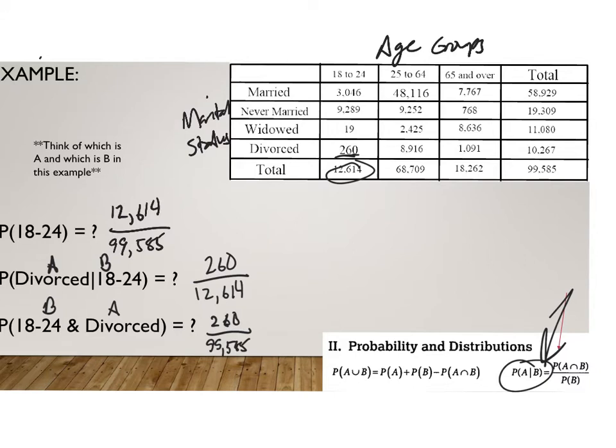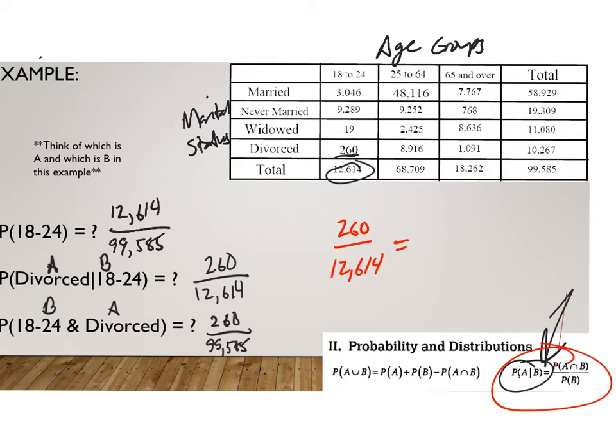All right, so when you look at these fractions now with respect to this formula that we had over here, our formula looked like this. Let's take a look at what this looks like now when we put everything in. So this would be saying now that 260 out of 12,614 equals, right? Because that would be our A given B.